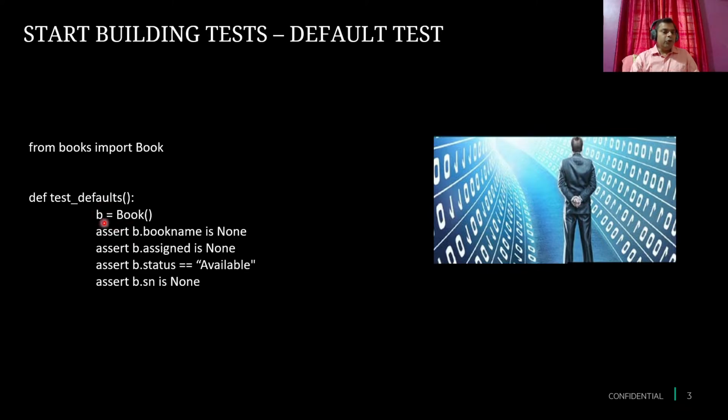We are creating the book object. We have already imported the Book, we are just calling Book and we are not passing any value. As we are not passing any value, the object will be created with the default data. By using the assert statement, we can start testing the default data. So we are writing assert, the name of the object, b.book_name, and it should be None. Assigned_to should be None, the status should be available, and serial number is None.